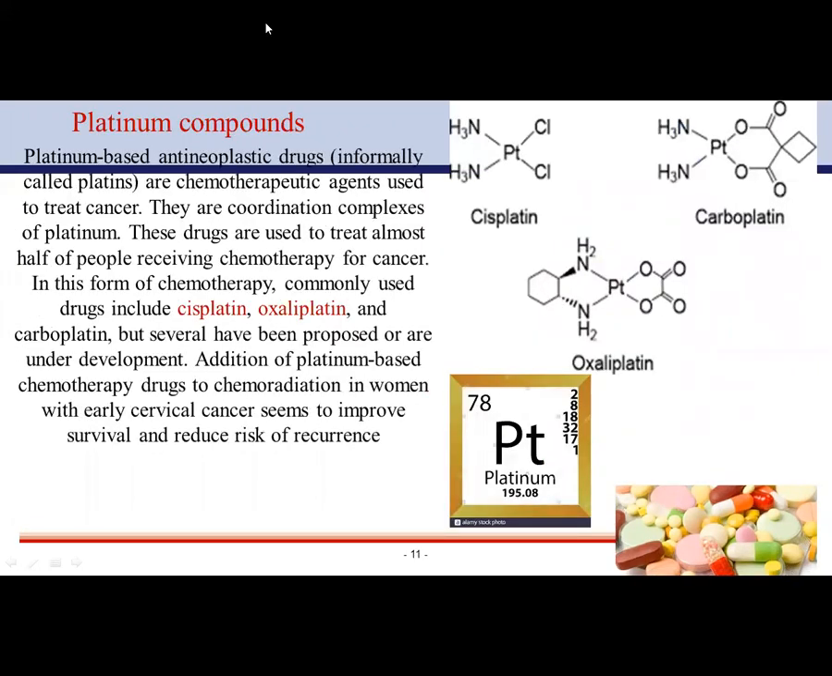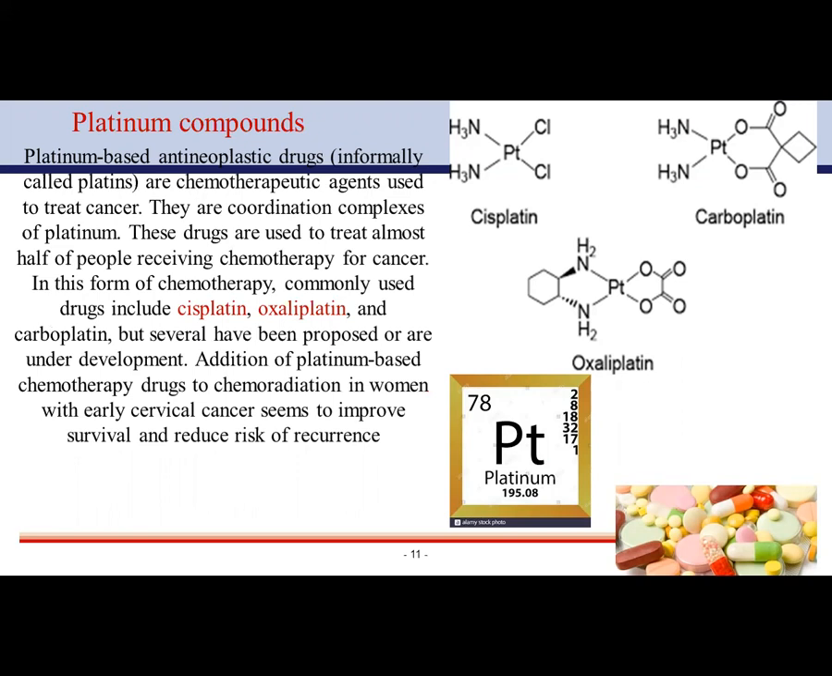Platinum compounds. Platinum-based anti-neoplastic drugs, informally called platins, are chemotherapeutic agents used to treat cancer. They are coordination complexes of platinum. These drugs are used to treat almost half of the people receiving chemotherapy for cancer. In this form of chemotherapy, commonly used drugs include cisplatin, oxaliplatin, and carboplatin, but several have been proposed or are under development. Addition of platinum-based chemotherapy drugs to chemoradiation in women with early cervical cancer seems to improve survival and reduce risk of recurrence.